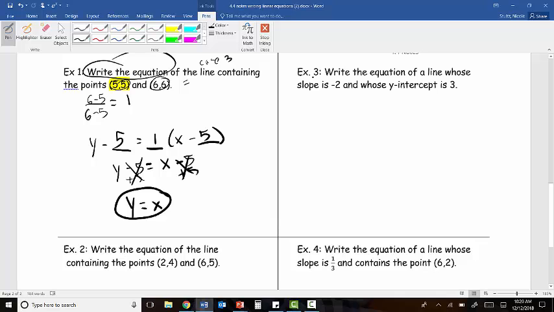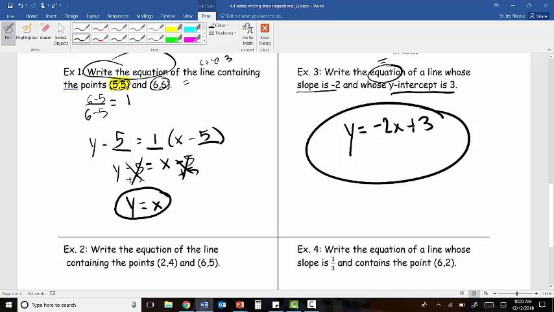We'll go sideways here. It says write the equation. So I want to see an equal sign of a line whose slope is -2 and the y-intercept is 3. So this is where you would crack a smile because I told you both things that you need to know in order to just write the answer. So I can actually use my slope-intercept formula because I know the slope is -2 and the y-intercept is +3. That's my answer.